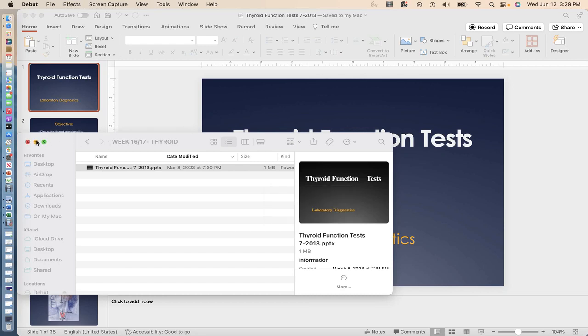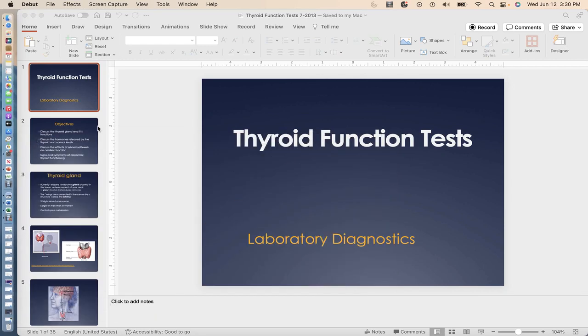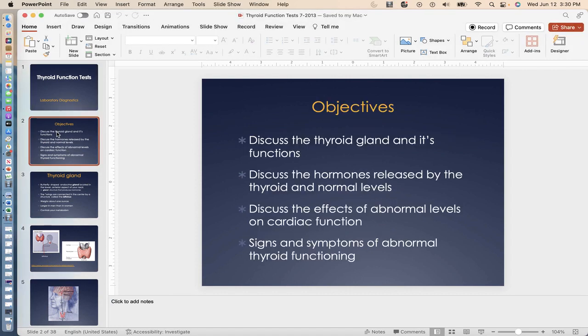Okay, so we're going to go over thyroid function tests. So hopefully you see my screen. And here's the objectives. So we're going to talk about the thyroid gland and its functions, and we're going to discuss the hormones released by the thyroid gland and what their normal levels are. We're also going to discuss the effects of abnormal levels on cardiac function and signs and symptoms of abnormal functioning.